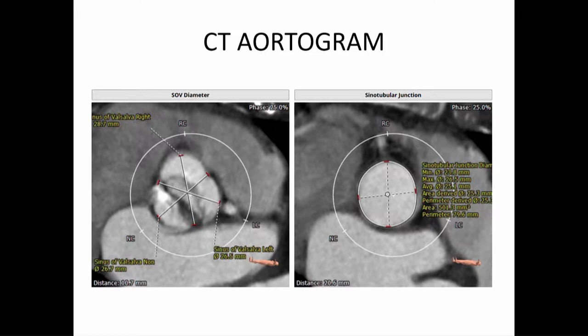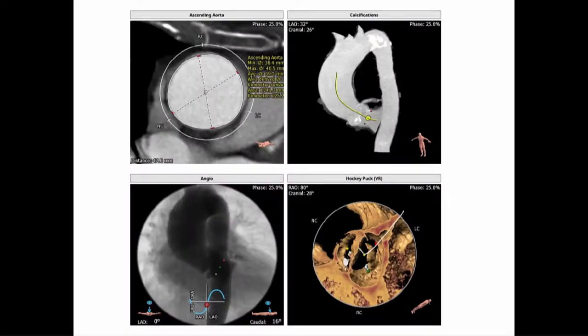At the STJ, the diameters are around 25, 26. The ascending aorta is somewhat dilated, around 4, and relative to the patient's size, clearly is dilated. Again, you see the bicuspid nature. Our angle for deployment here was predicted to be a little bit of a caudal view. You'll see here we altered that a bit.